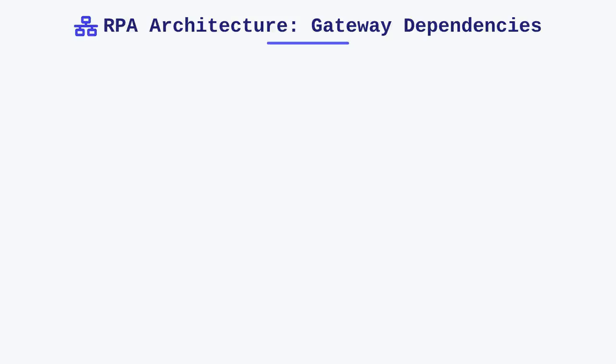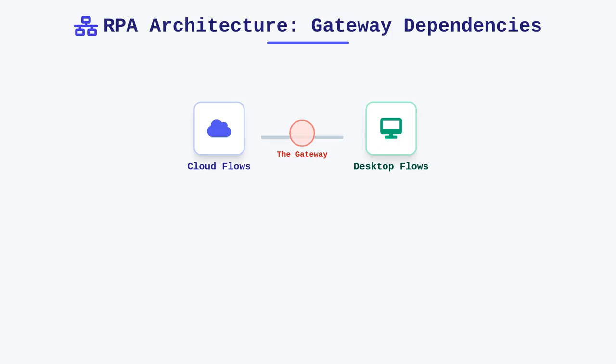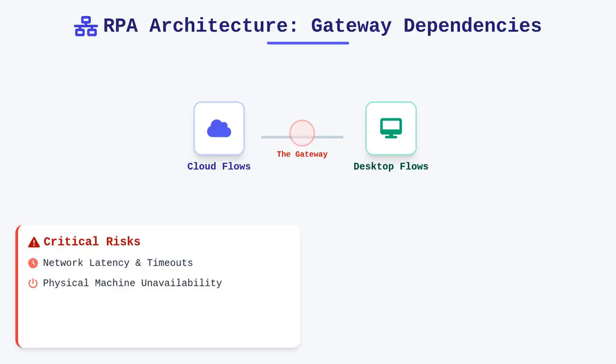When we integrate cloud flows with on-premises desktop flows, we naturally introduce a dependency on the gateway service. Unlike local code, which executes within a controlled environment, the gateway introduces network latency, potential authentication timeouts, and physical machine availability constraints. A robust RPA architecture cannot assume that every request to the Power Automate gateway will succeed. We must anticipate scenarios where the gateway is unreachable, the machine is offline, or the specific session remains stuck.